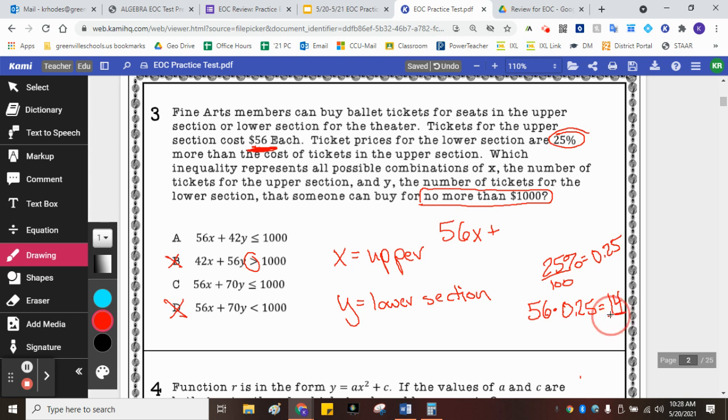Plus 14 to what? So to find the cost of the lower section, because lower section means you're closer to the ballet, so it's going to be more expensive. It's like a concert. The closer to the stage, the more expensive. So we're going to add 14 to 56 to get 70. And that will be the cost of the upper section. So 70y.